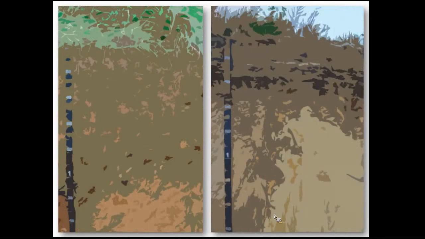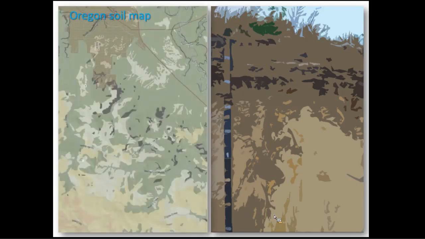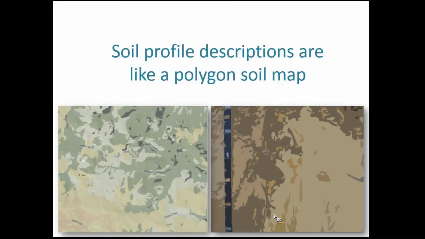You can make polygons of these soils. If you do the image analysis, you can create polygons of these soils. And if you then look at, for instance, the soil map for Oregon, you see that they're very similar. So the soil profile, to some extent, if you map it like this, is like a polygon map. That's one way of looking at it.